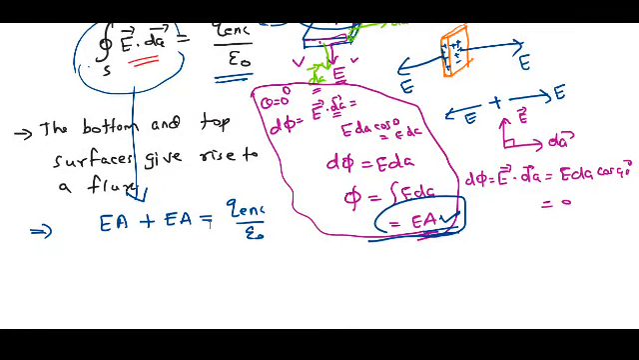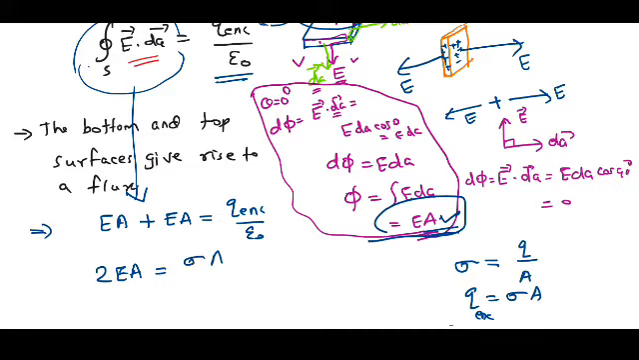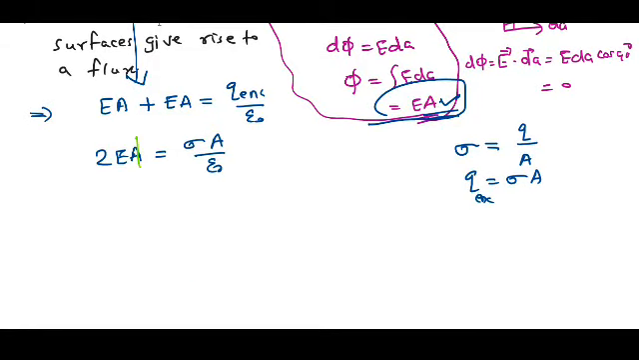Here I want to calculate what Q enclosed is. We know that the surface charge density is sigma. Sigma is the total charge enclosed divided by area. Then Q is equal to sigma A. That is, our Q enclosed is nothing but sigma A. Therefore, 2EA is equal to sigma A divided by epsilon 0, instead of Q enclosed. Here it is very clear that area and area cancel out. Then the electric field due to this plane charged sheet is given by sigma divided by 2 epsilon 0.